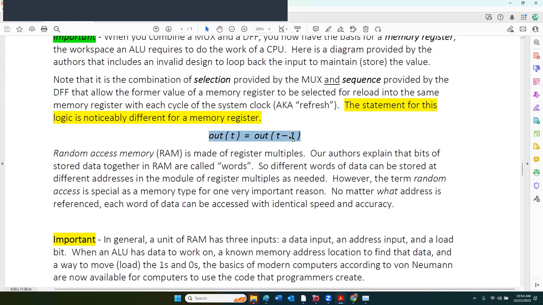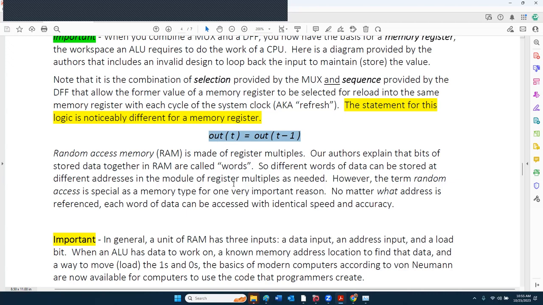Kind of. I'll take it. We're getting there. So let's repeat this. What came out the second before is what comes out the next second. That's what a memory register is in terms of logical function. So whatever came out before is looped around with the refresh, and that's what comes out with the next cycle. The output is refreshed. That's how a memory register differs from a DFF.